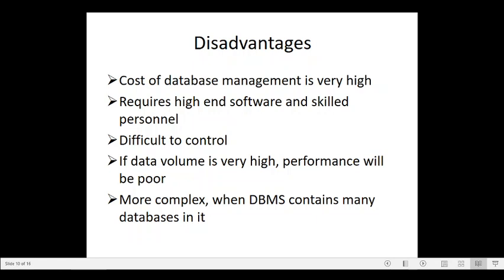And when the data volume is very high, performance of DBMS will be poor, as many users are using the database at the same time. It may generate traffic in the network, and it will be more complex when database management contains many databases in it. It may reduce the speed of data access.